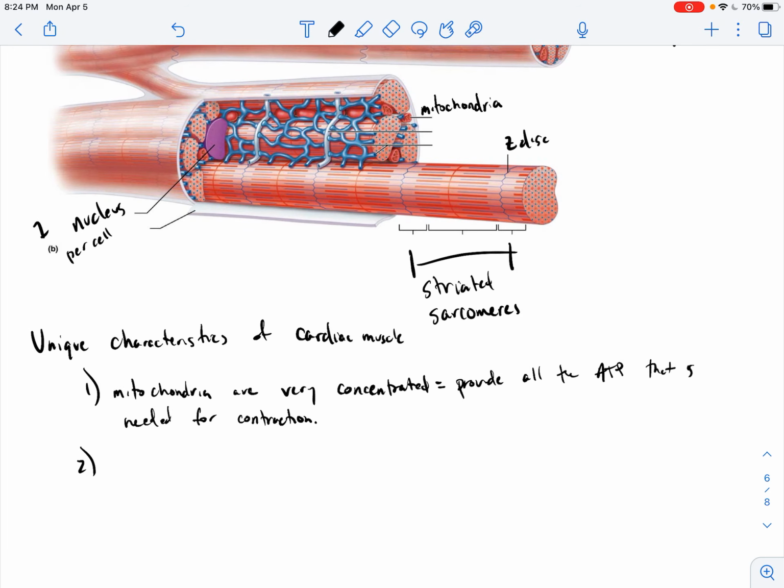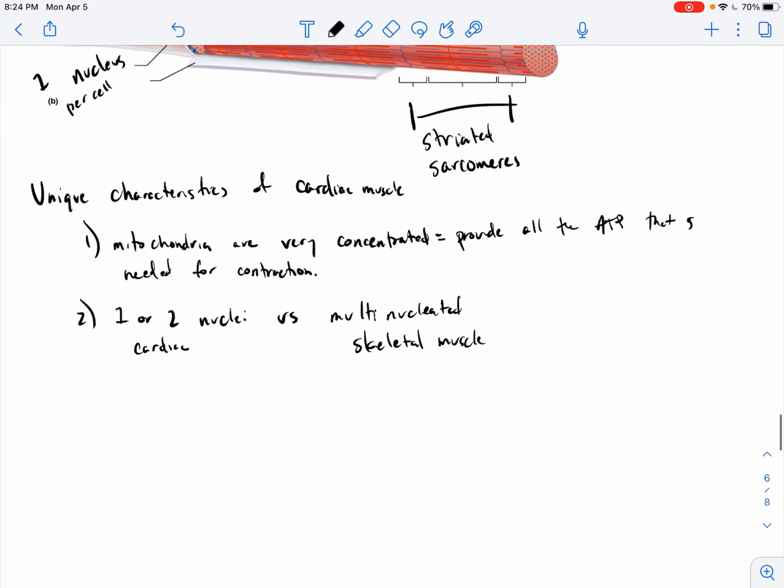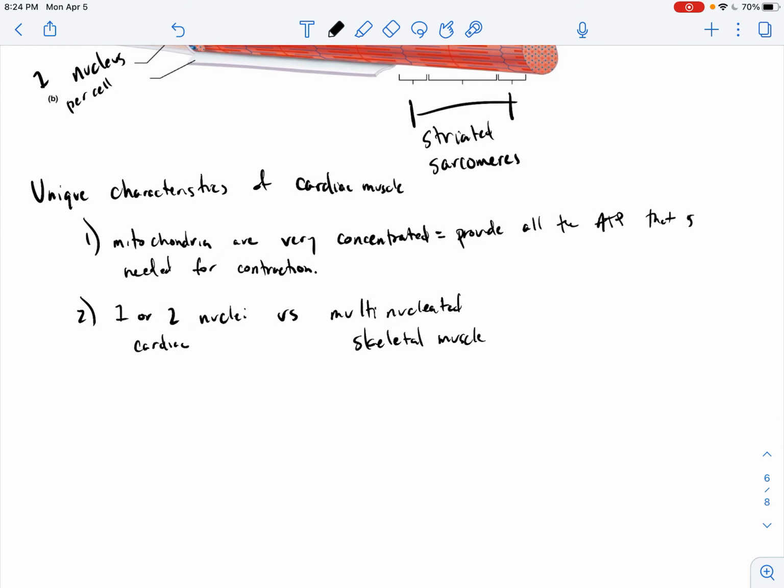The second characteristic that we've already talked about is that there is only one or two nuclei versus in a skeletal muscle cell, those are multinucleated. So this is in skeletal muscle, and this is in cardiac muscle. And then the next biggest difference are some vocabulary terms that I've given you up above, and that's gap junctions and desmosomes.